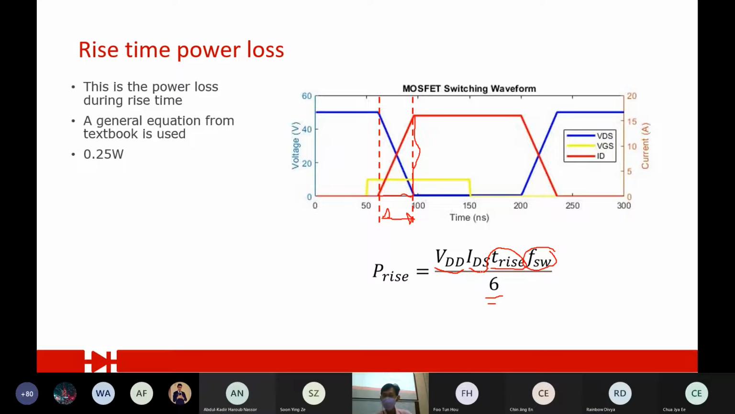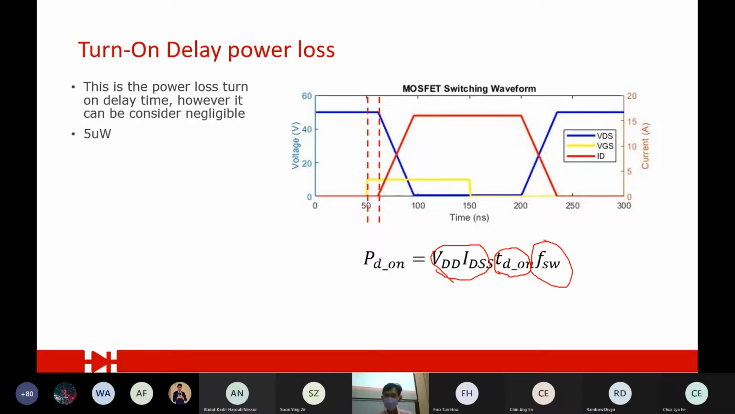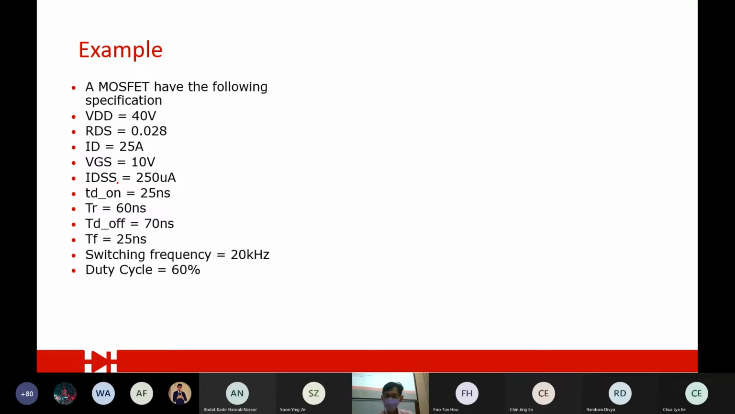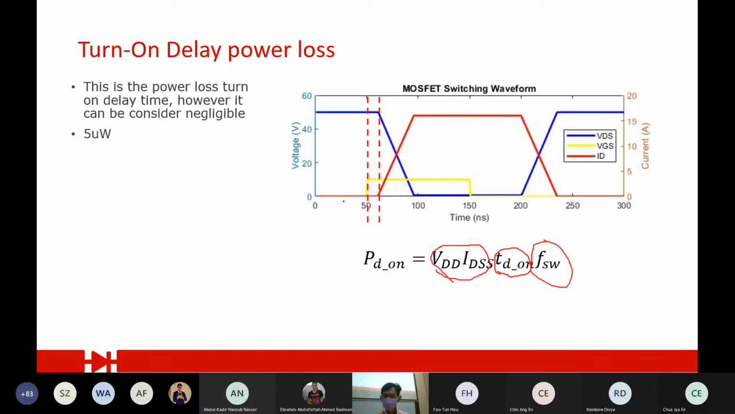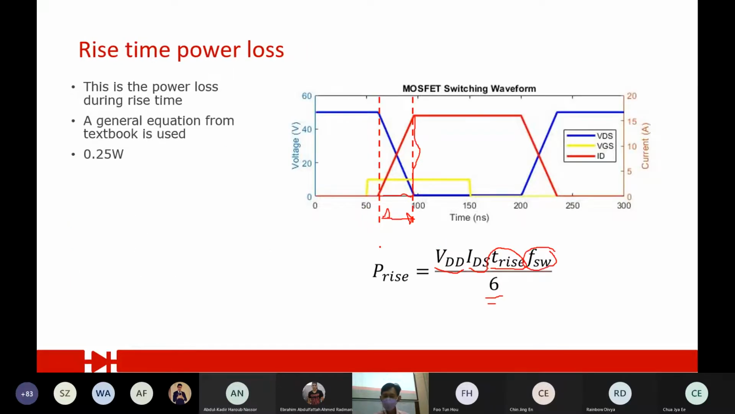Oh, IDS is the turn on current. You see, IDSS is the leakage current, so IDS is the ID when you turn on. When you turn on, how much current flows through? So it should be an S there. So be careful on this.